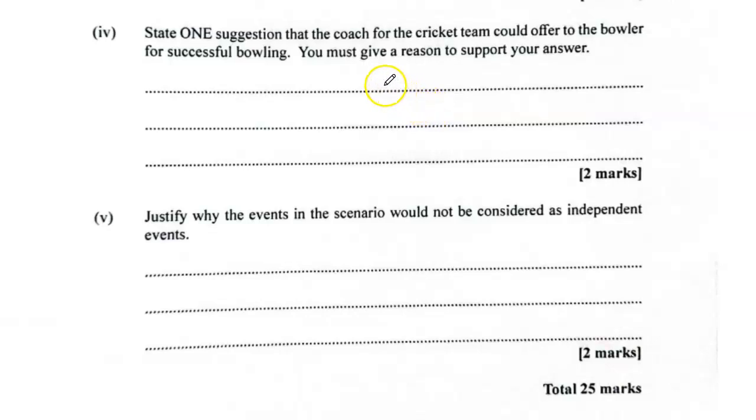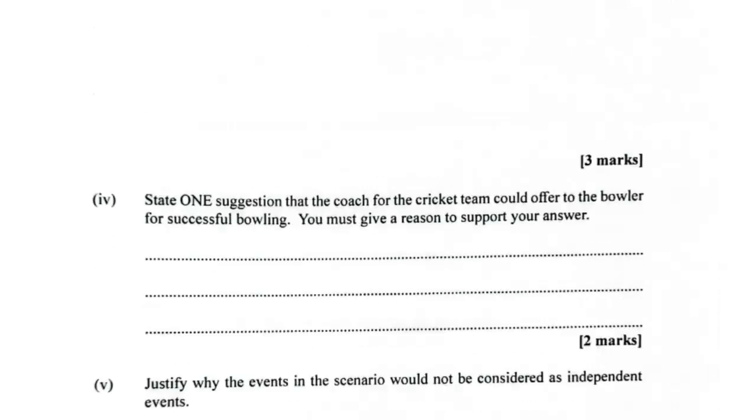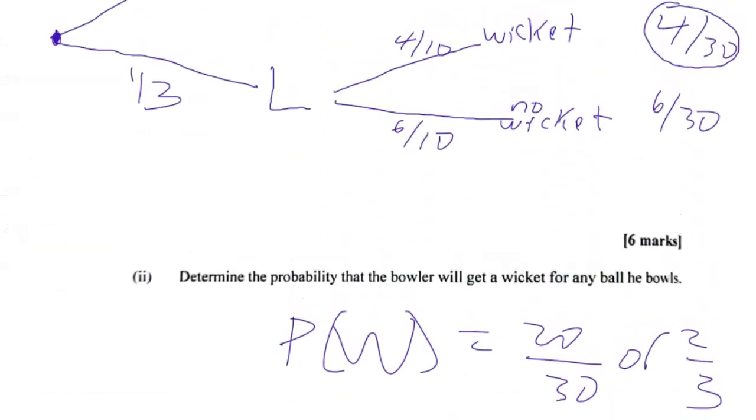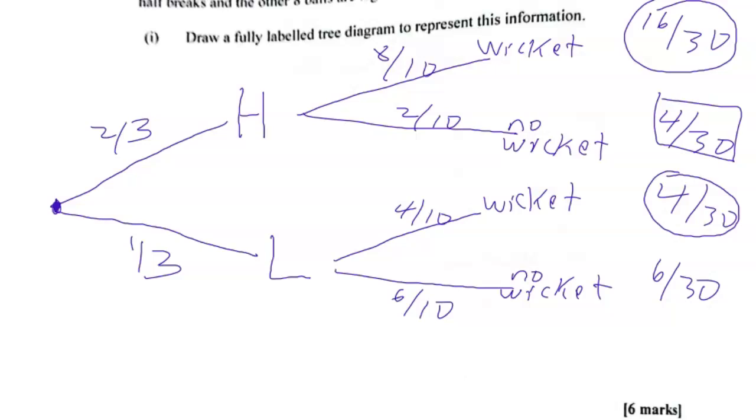Part C, state one suggestion that the coach of the cricket team could offer to the bowler for successful bowling. You must give a reason for your answer. So success, of course, would mean taking wickets. If I were the coach, notice the chance of getting a wicket. The greater chance of getting a wicket is when half breaks are bowled. So half break and wicket, 16 out of 30. Leg break and wicket, 4 out of 30. So the chance of getting a wicket is greater when half breaks are bowled.